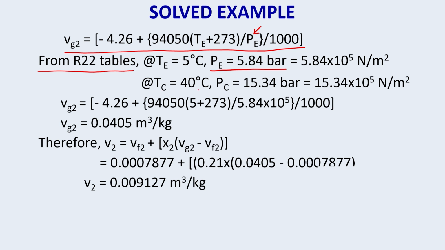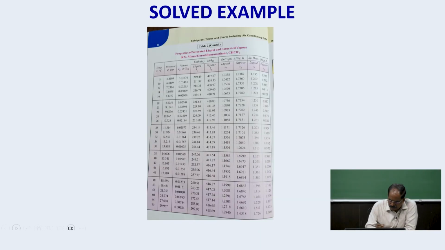Similarly, it may be required for the condenser. Corresponding to the condenser temperature of 40, I have taken the condenser pressure, which is 15.3 bar. Let us go to the table. This is the R22 table, 40 degrees is here. So the pressure is 15.341 bar.